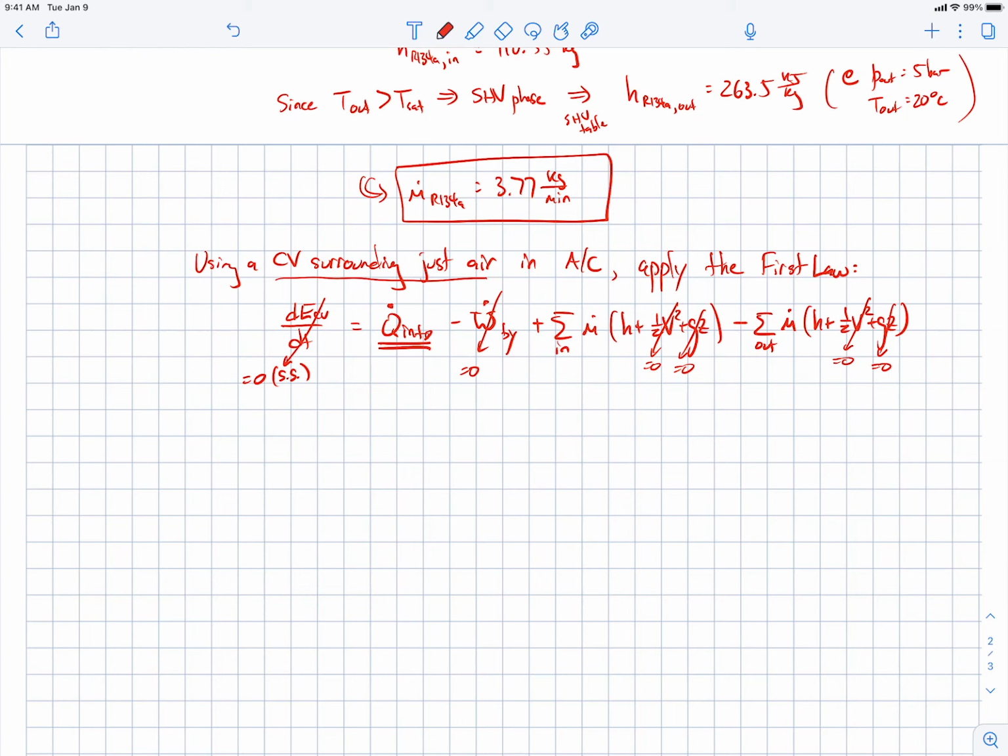So when we simplify this, what we're going to get is the following. 0 is equal to Q dot into the air plus the mass flow rate of the air times the H of the air at the inlet minus the mass flow rate of the air times the H of the air at the air's outlet. Okay, so then let's rearrange that to solve for the heat transfer. So this is the heat transfer into the air, what it is we're trying to find. And we're left with that.